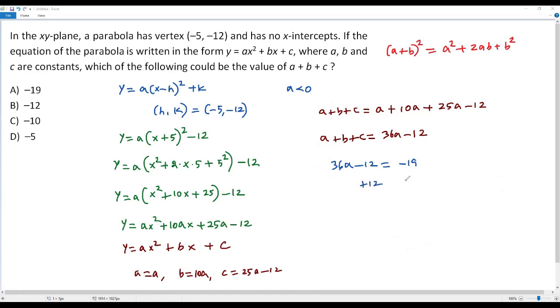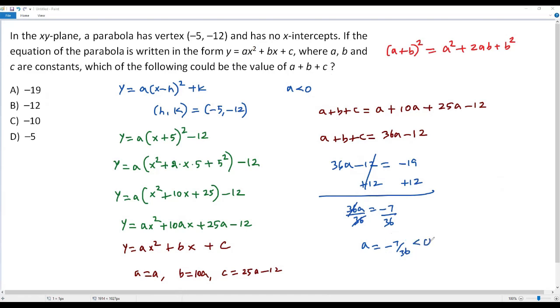Let me add 12 to both sides of this equation. When I add 12 to both sides, this negative 12 and positive 12 will cancel. I'm getting 36a equals, when I combine negative 19 plus 12, negative 7. Let me divide both sides by 36. When I do so, this 36 will cancel. I'm getting a equals negative 7 over 36. Here when I consider this value negative 19 for a plus b plus c, I am getting a equals negative 7 over 36.